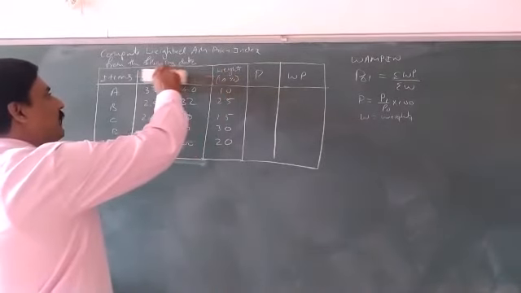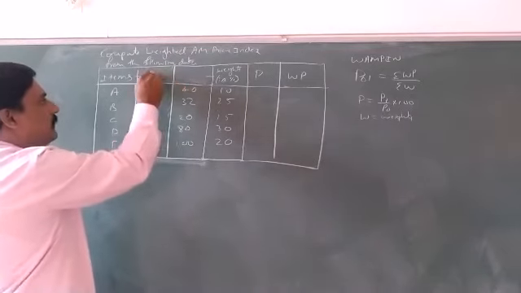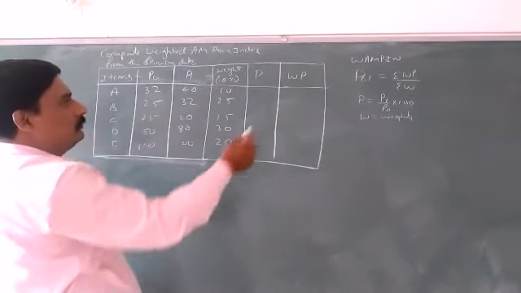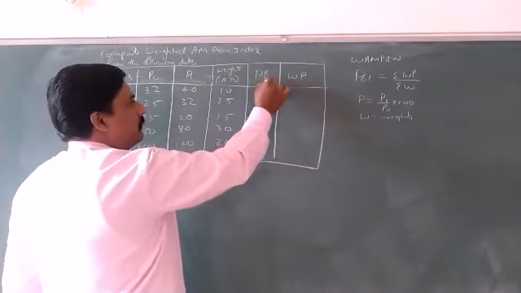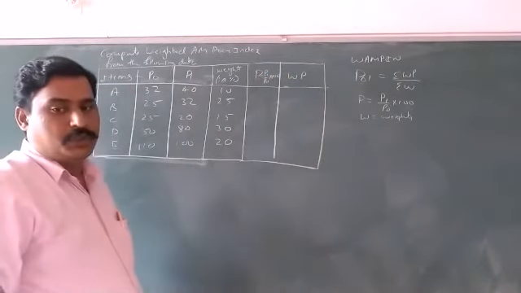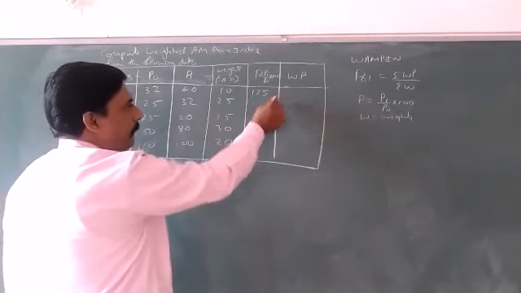So let me mark them with the notation, that is base year as P0 and current year as P1. So now P1 divided by P0 into 100. So P is equal to P1 divided by P0 into 100. So 40 divided by 32 into 100, we get 125.